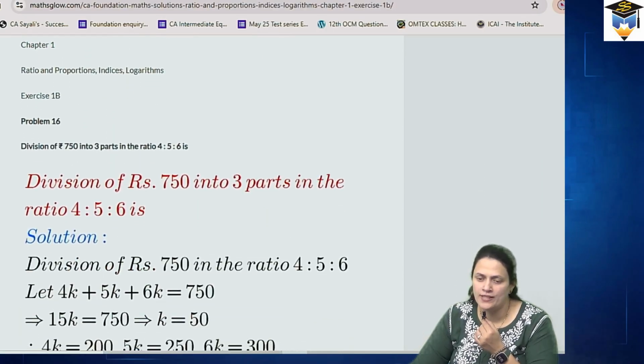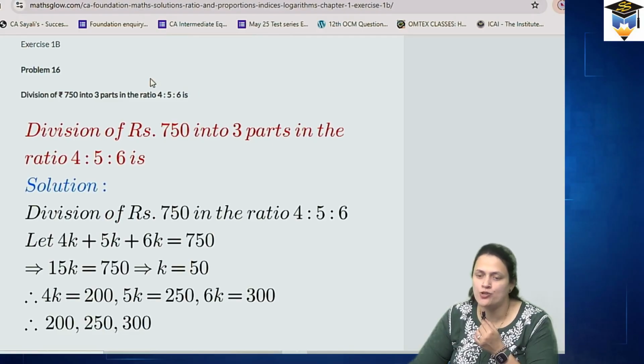Divide rupees 750 into 3 parts in the ratio 4 is to 5 is to 6. Okay. Let us say that the common multiple be k. So 4k plus 5k plus 6k is equal to 750. So find out the individual ratio. So when you add 4k plus 5k plus 6k, you get the answer as 15k. That is equal to 750. So k is equal to 750 upon 15, that is 50.